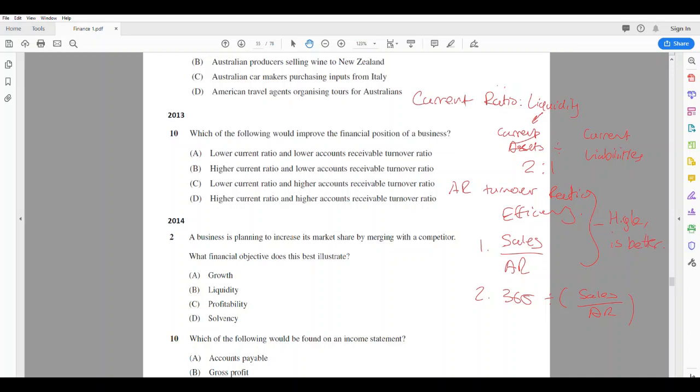So with this in mind, we want a higher current ratio. So it can only be B or D now. And we want a higher accounts receivable turnover ratio. So the answer is D.